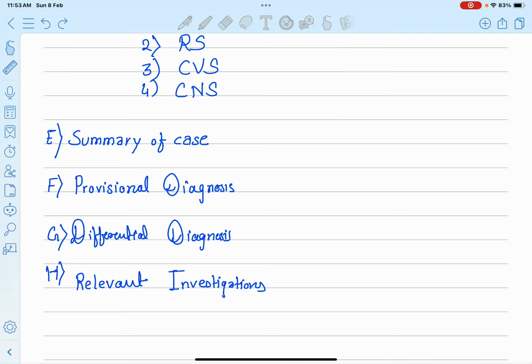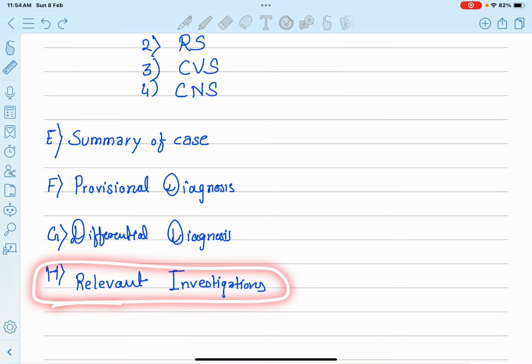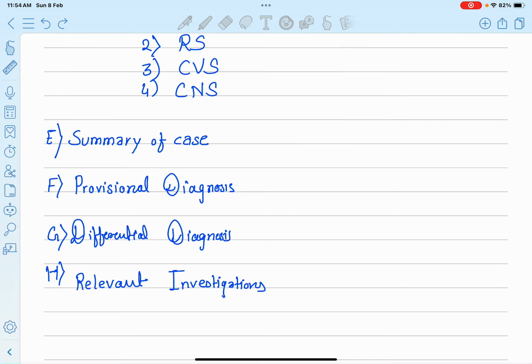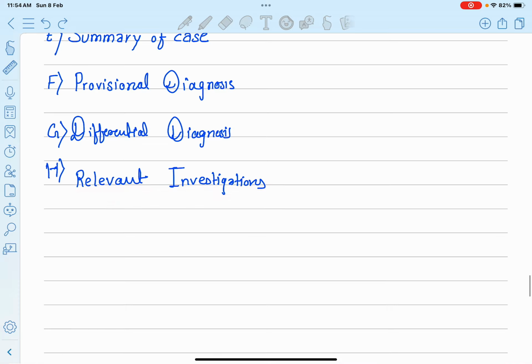Then provisional diagnosis is also important. The most probable diagnosis considering the history and clinical examination is the provisional diagnosis. Differential diagnosis is considering other possibilities in this scenario. And relevant investigations are also mentioned at the end of the case. By doing these investigations we can confirm the diagnosis, so it is important for confirmation.